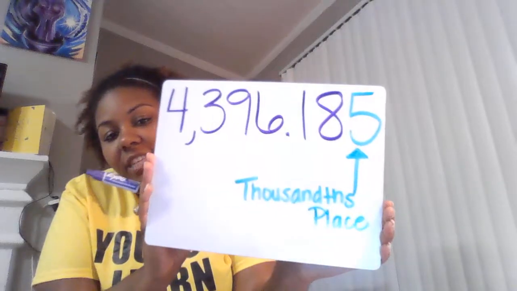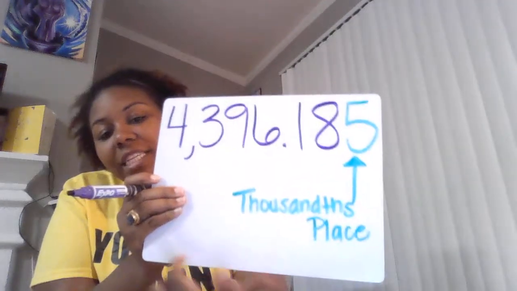Today's lesson is to be learning about the next place after the hundredths place. If we know that the tenths place is 1 space after the decimal and the hundredths place is 2 spaces, today we're going to be learning about the 3rd space after the decimal, which is rightly called the thousandths place.